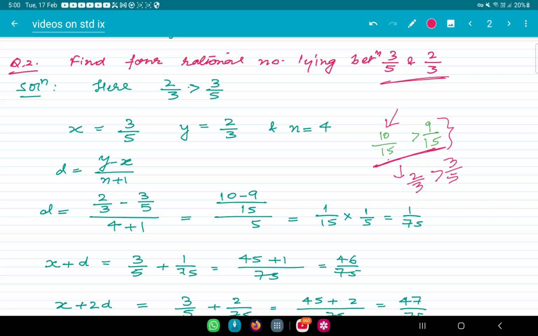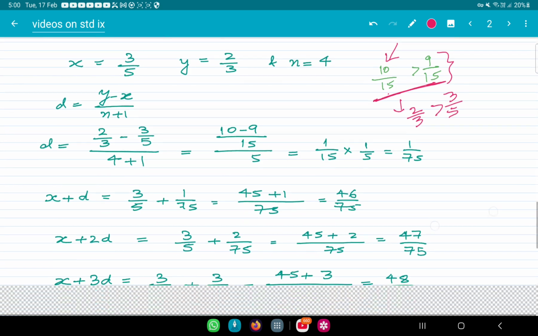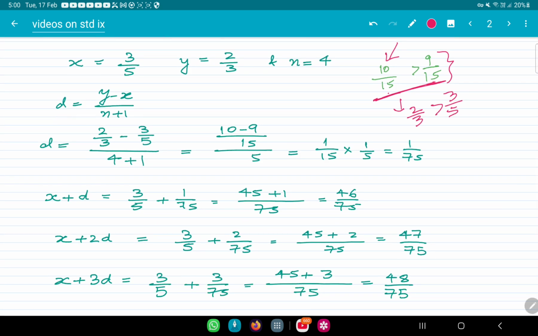So how will we find out d? d can be represented in the form of y minus x upon n plus 1. So y is 2 by 3 and x is 3 by 5. So it is 2 by 3 minus 3 by 5, whole divided by 4 plus 1. The LCM of 3 and 5 will be 15, and this will become 10 minus 9 by 15, whole divided by 5, so the answer will be 1 by 75.